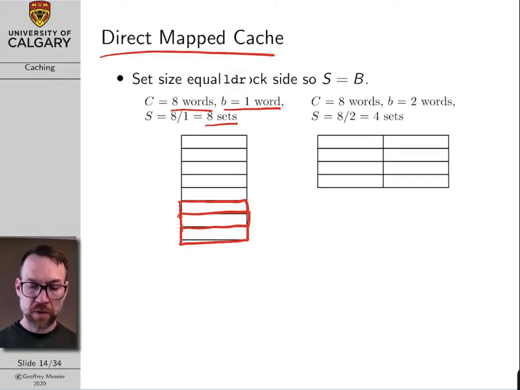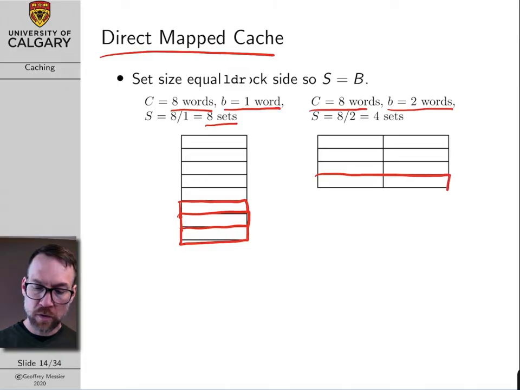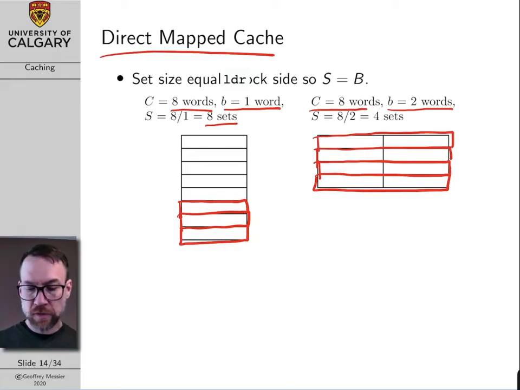Now, the second example also has a total cache capacity of 8 words. However, our block size is equal to 2 words now, so we read 2 words at a time from main memory when we put data into the cache. That means our total number of sets is equal to 4. These 2 words are a set, these 2 words are a set, and so on. So we have a total of 4 sets in this particular cache. This is going to make more sense as we work through some more examples of how data is actually loaded into these memory areas.